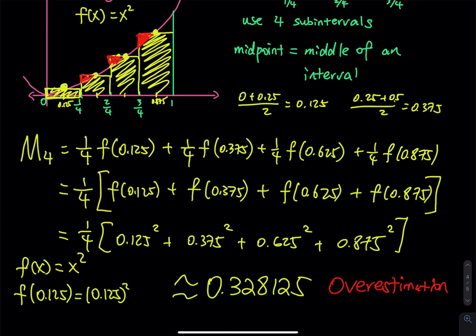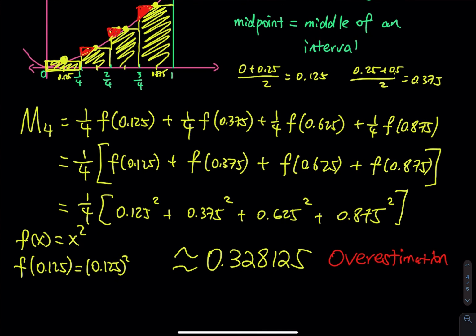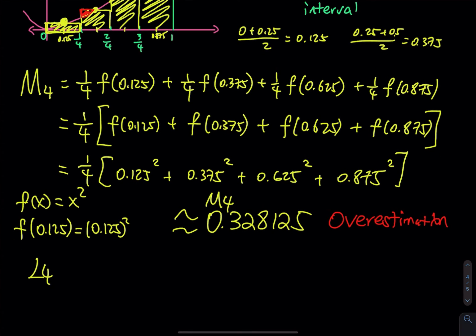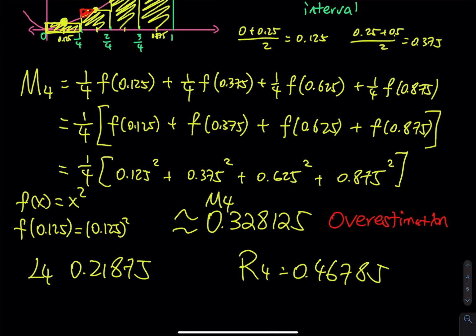So let's do a comparison. Since we did a midpoint, left sum, and right sum, this is M4. What about the left sum, the L4? The L4 equals 0.21875. The right sum for 4 subintervals is 0.46875. Again, for underestimation and overestimation, you have to look at the picture and then make a decision. You cannot just look at the number and make a decision. You have to use your eyes to look at the picture. So the left, we have 0.2, the right, we have 0.4, and the midpoint, we have 0.3, right?